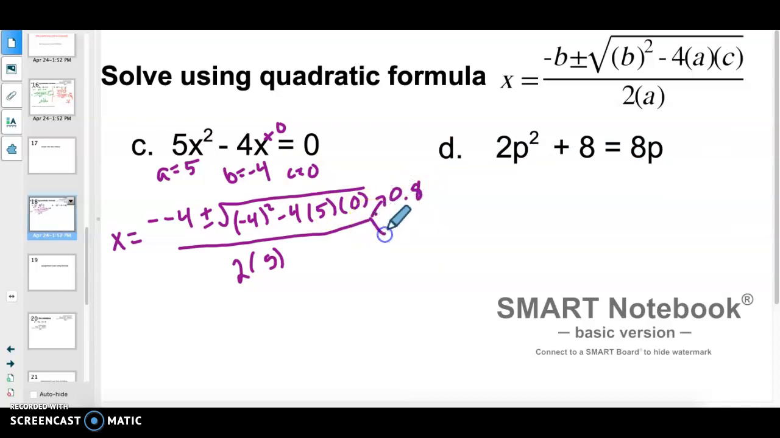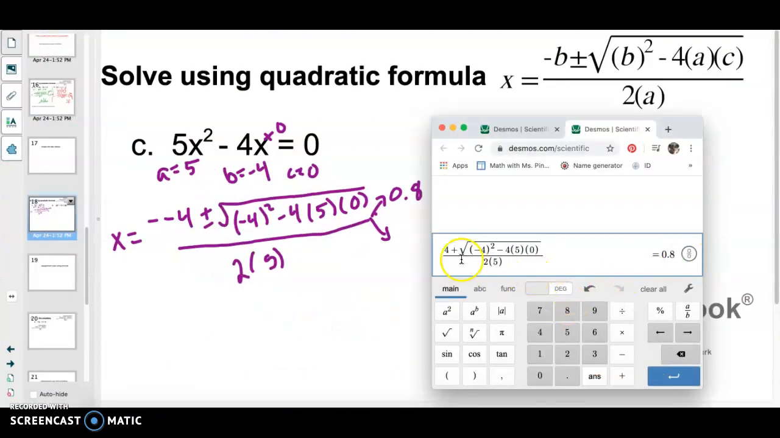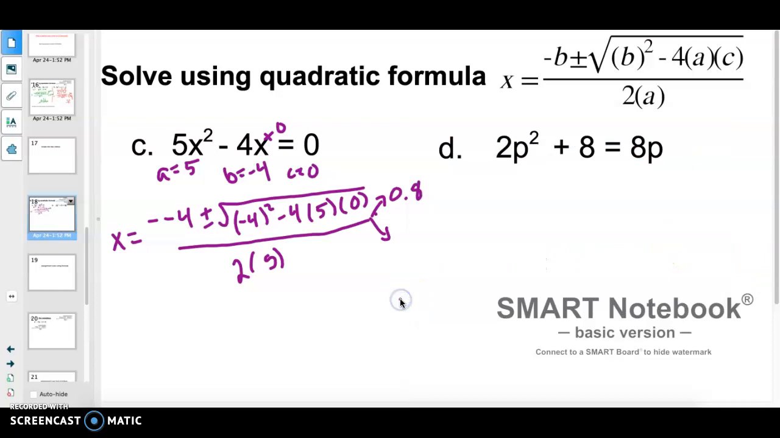Then remember, if we have one solution and it's not 0, we should check for a second solution just in case. So this time, instead of doing a plus sign, we're going to do a minus sign. So we're going to just go back to your calculator, delete the plus, put in a minus, and our other solution is 0. So our two solutions are 0 and 0.8. So that means when I was graphing a parabola, one x-intercept would be at 0 and the other one would be at 0.8. And that's what our parabola would cross through.